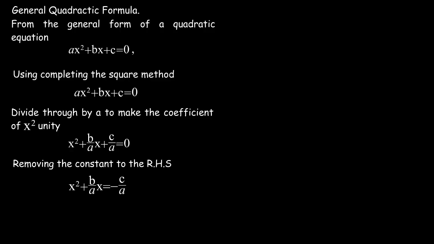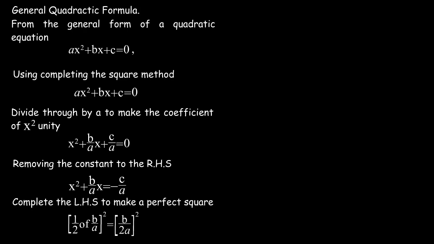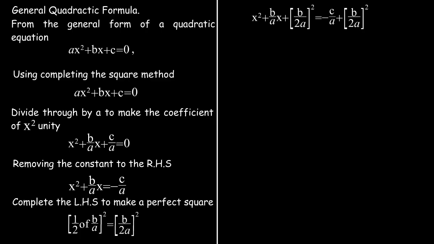So at this point we'll be looking for a constant to add to both sides of the equation, which will make the left hand side a perfect square, and we know that this will be gotten by half of b over a in bracket squared, which equals b over 2a in bracket squared. Now adding b over 2a in bracket squared to both sides of the equation, it becomes x squared plus b over a x plus b over 2a in bracket squared equals minus c over a plus b over 2a in bracket squared.